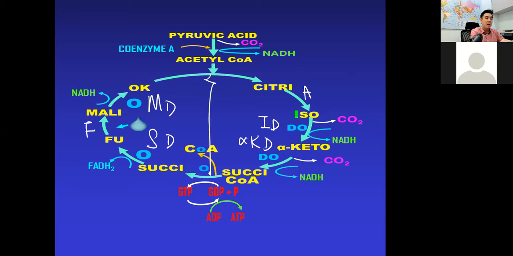Then last one here, synthetase. Take the one on the immediate right side. Succinyl coenzyme A synthetase, citrate synthetase. Revision done. Okay. This is a dehydrogenase also, by the way.